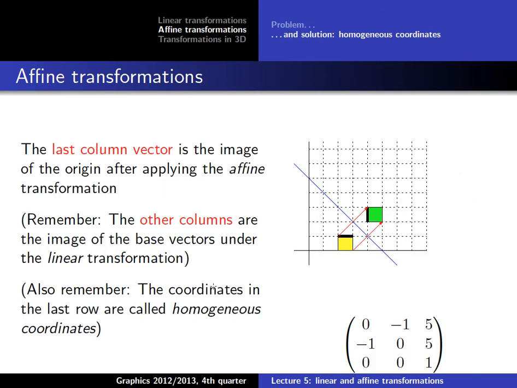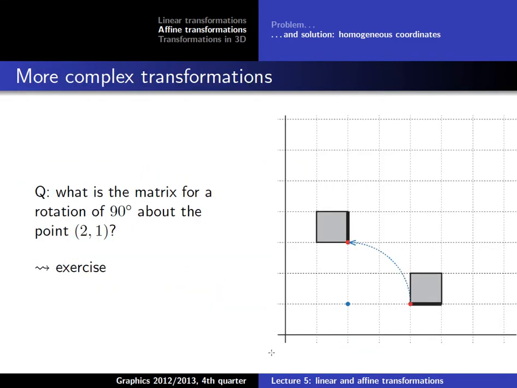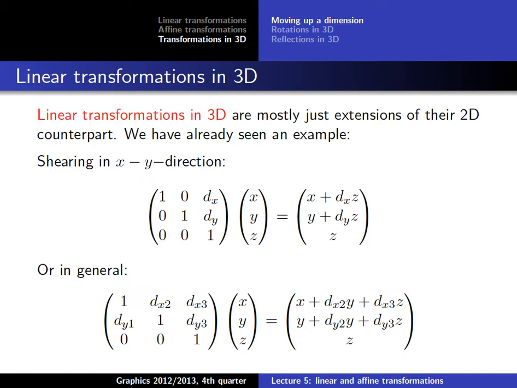So that gives us another easy way to find the matrices. Instead of composing, we can also just look at the image of the base vectors under the linear transformation for this part, look at the image of the origin for the affine transformation for this part, and then add a final line, which are then the homogeneous coordinates. Good, and like I said, this is something you can do as an exercise.